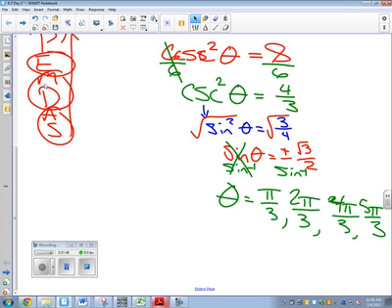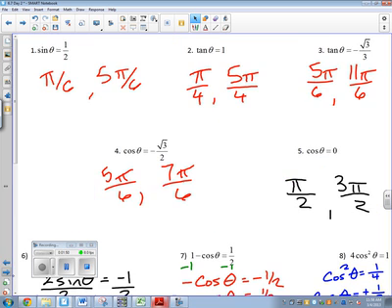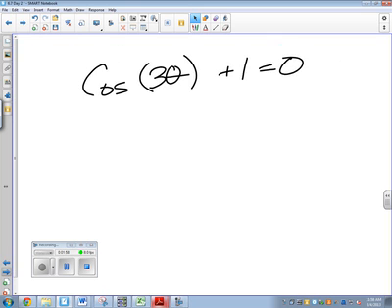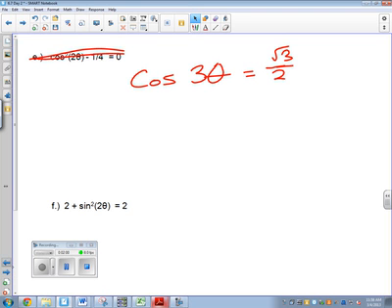The ones that we have issues with is when there's numbers in front of my theta. So let me do an example with that real quick. So a number in front of my theta problem. Let's do that one right there. Cosine. Let's change that. So let's do cosine of 2 theta equals radical 3 over 2.